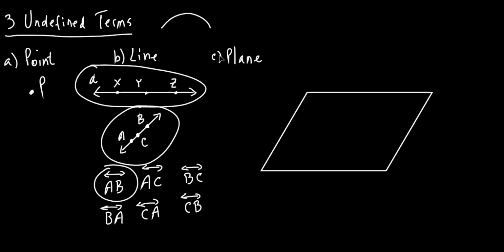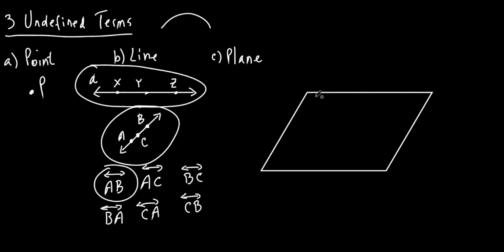It's a flat surface made up of a bunch of points extending infinitely in two dimensions. And again, it has no thickness because it's made up of points. Points don't have any thickness. Plane doesn't have any thickness. All right, so let's go to a different color. Black and white's getting old. Let's change some colors.